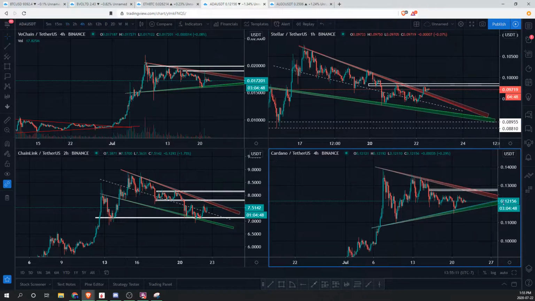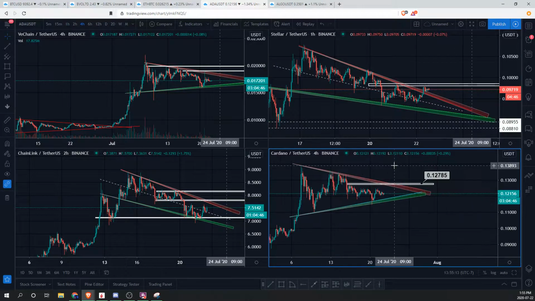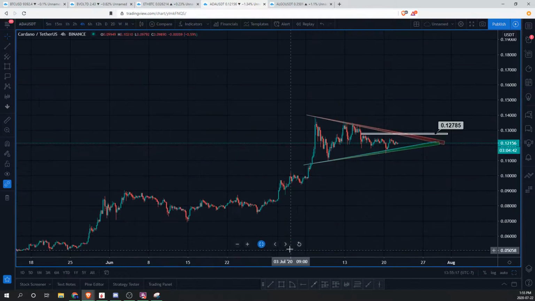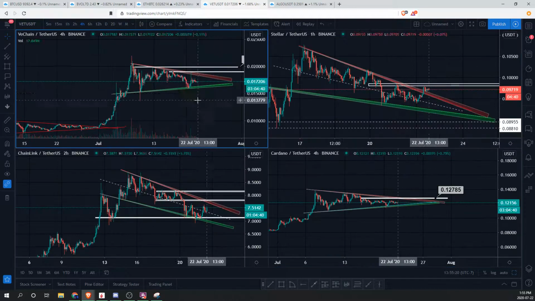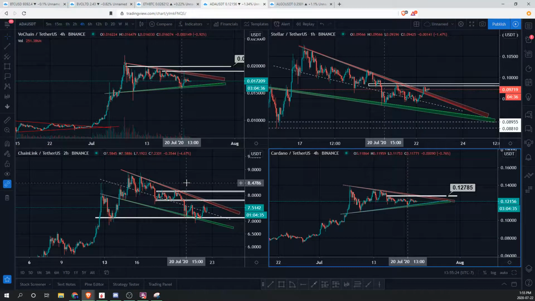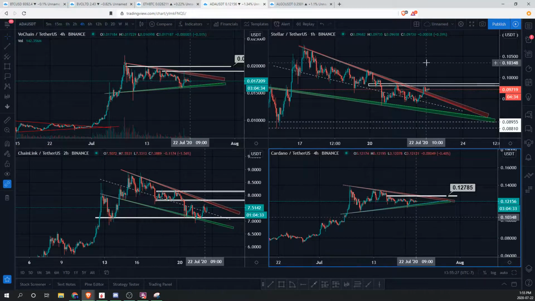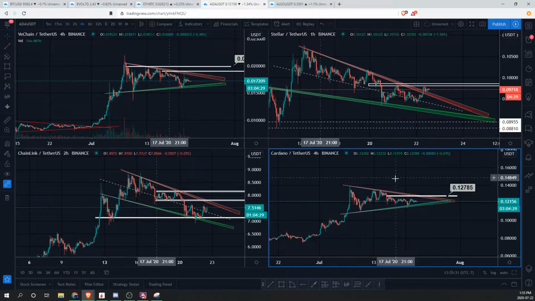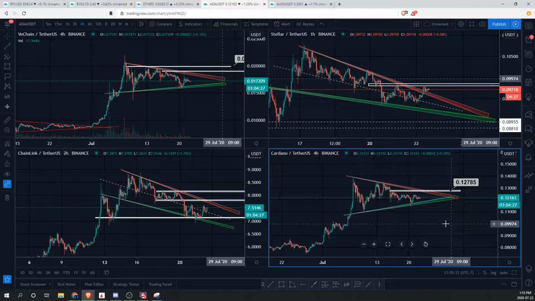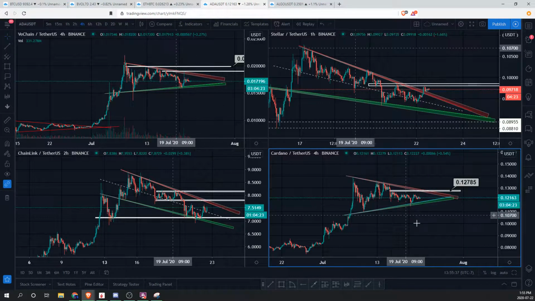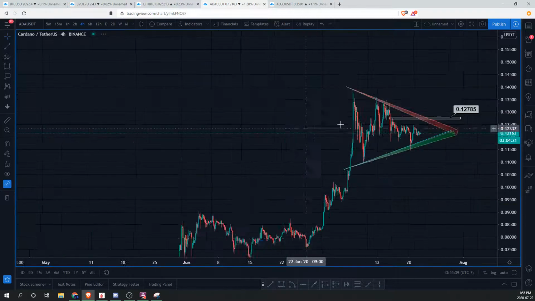All right, so the next thing we're going to be looking at is Cardano, which I've already identified right there, but very similar structure to VeChain. We can see a symmetrical triangle, whereas the Chainlink and Stellar trades are both in a short downward correction, and VeChain and Cardano are still able to hold these higher lows on the 4-hour or the 1-hour time frame. So let's actually go into Cardano.